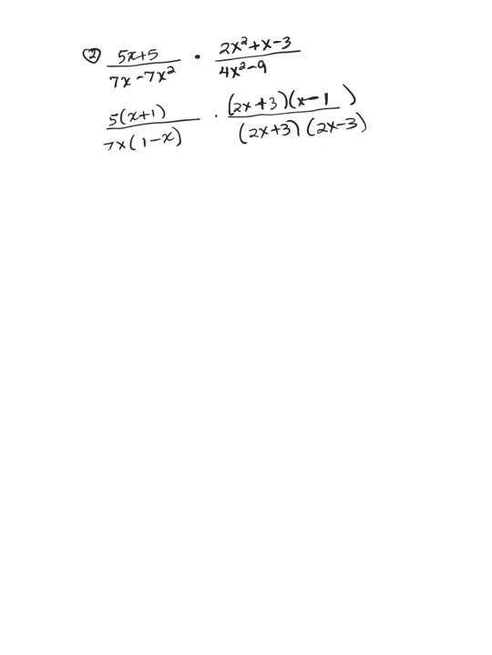So at this point, we could write the restrictions for the variable. X is not equal to 0 if we set 7x equal to 0. X is not equal to 1 when we set 1 minus x to 0. X is not equal to negative 3 halves. And x is not equal to positive 3 halves. All right, now we divide through.